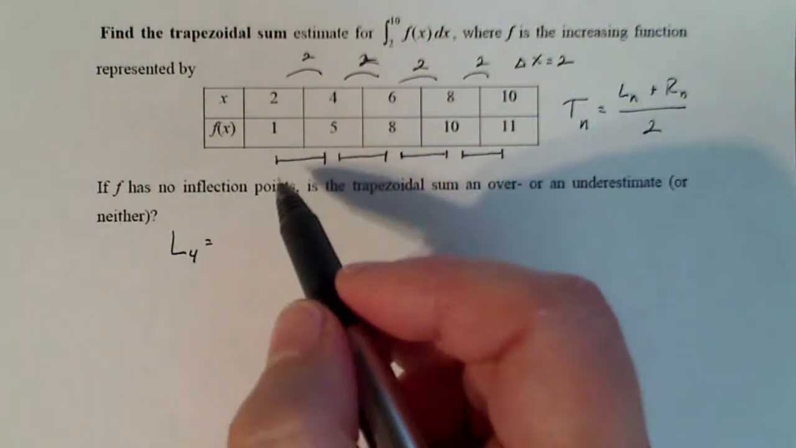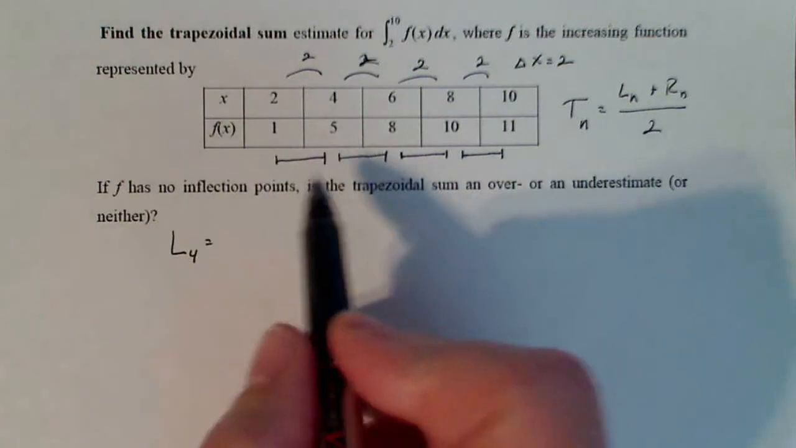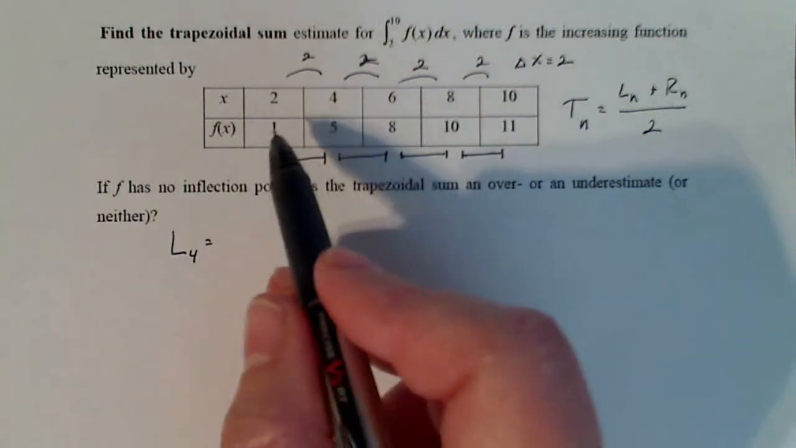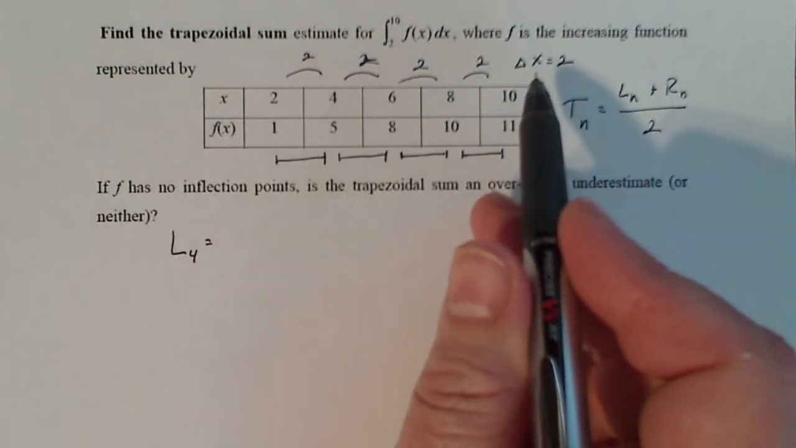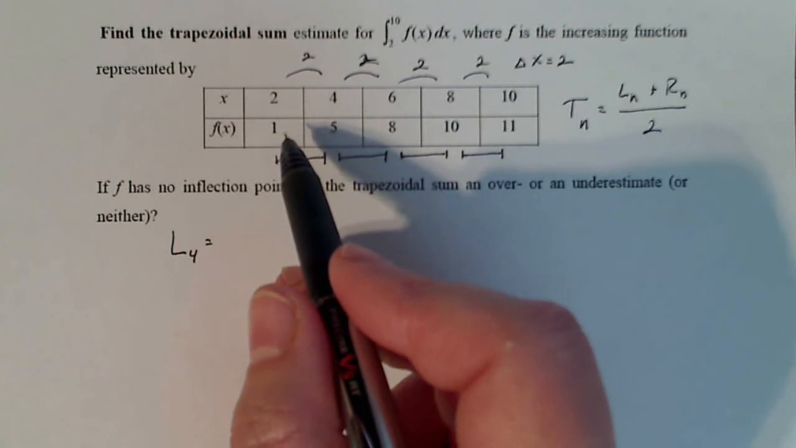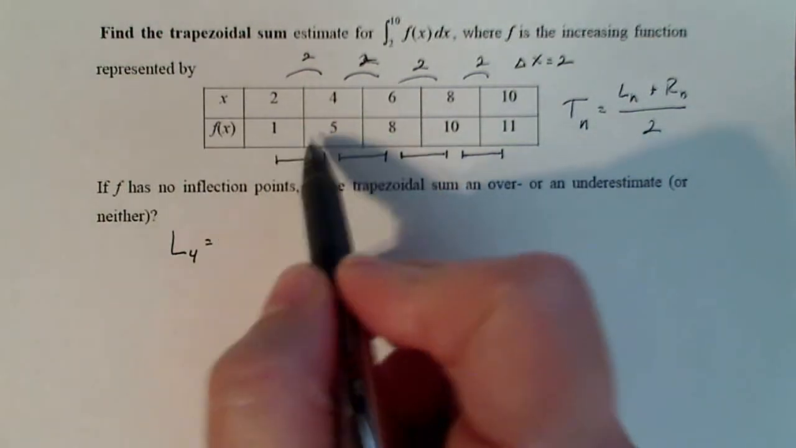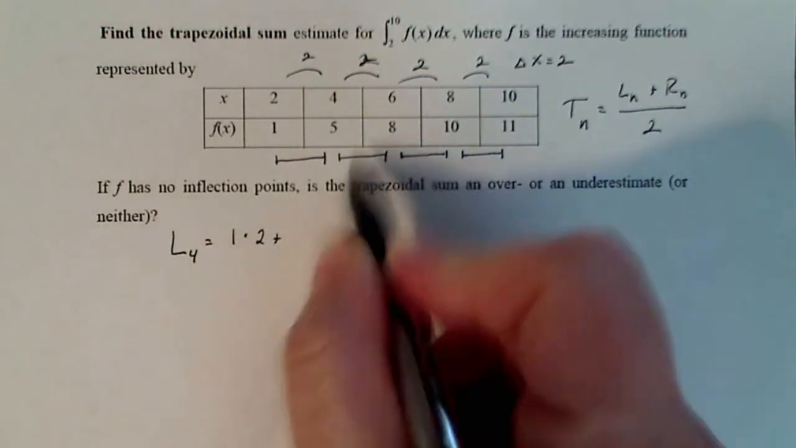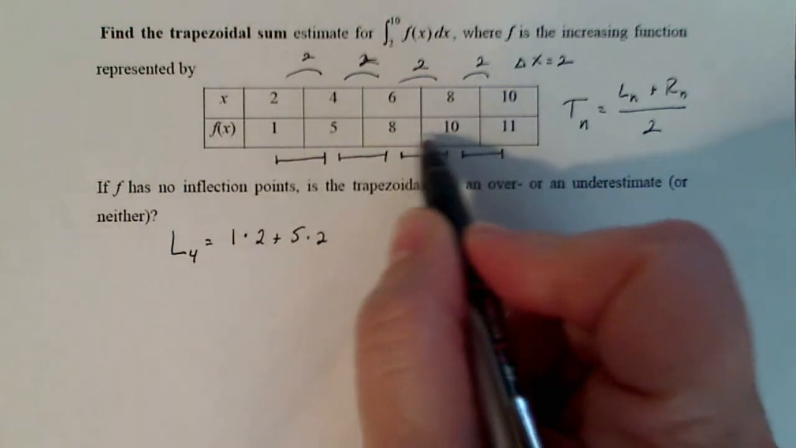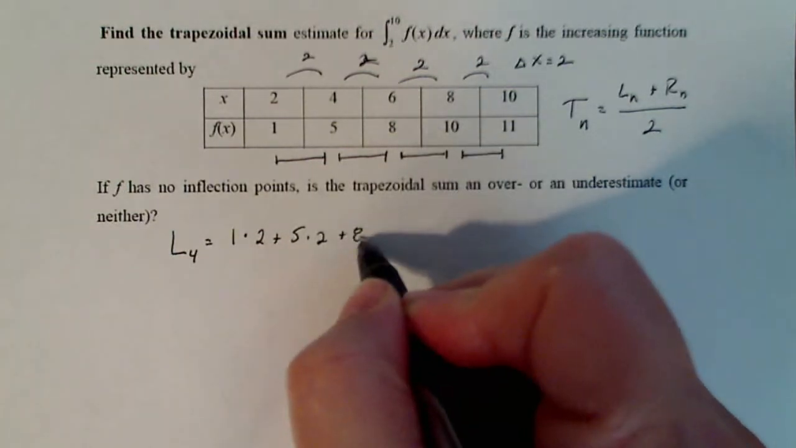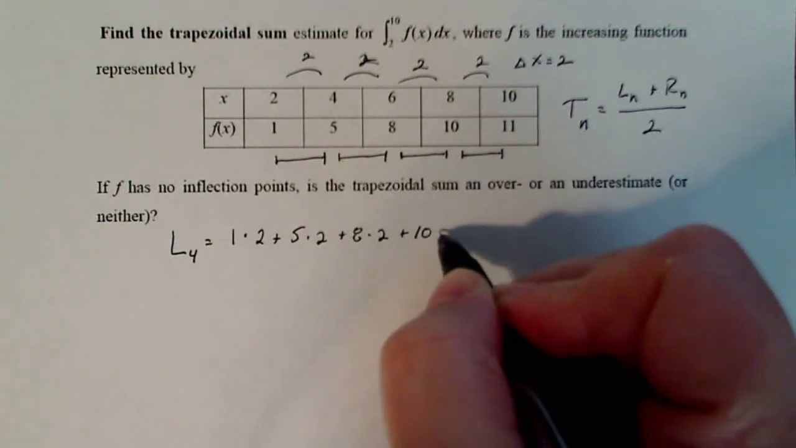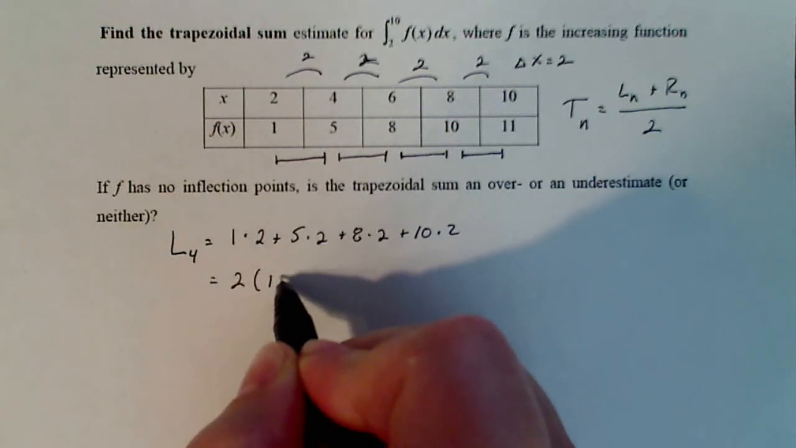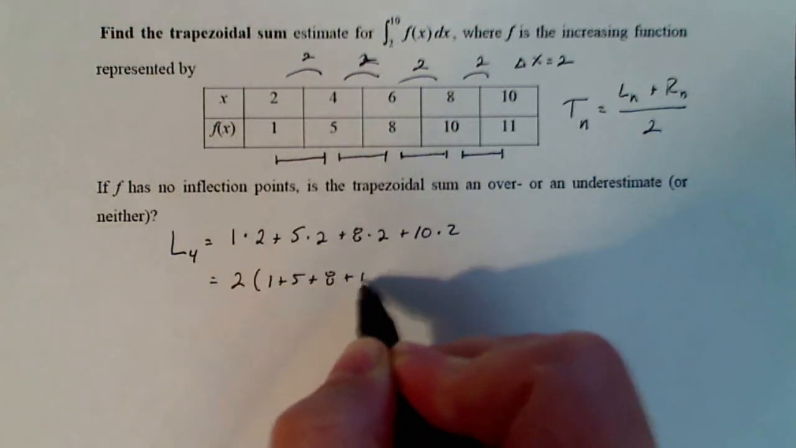So left 4 then, again, the idea is calculating the width times the height of rectangles. These are going to give me the heights. That's always the width. So the left-hand height of this interval is going to be 1, and my width is going to be 2, plus 5 times 2. My left-hand point is 8 times 2, plus 10 times 2. Now you notice there's a 2 everywhere, so I can factor it out, and I have 1 plus 5 plus 8 plus 10.